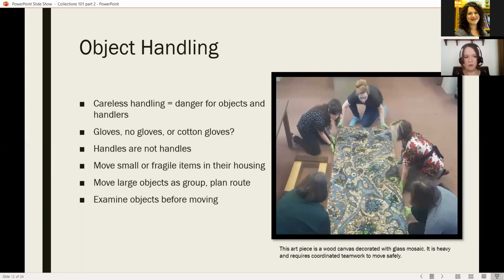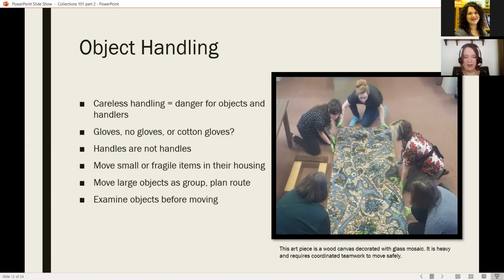And then there are, of course, some situations where no gloves is preferable. We probably could have gone gloveless in this case with the mosaic, because gloves do inhibit your tactile ability and your grip somewhat. But we were pretty confident that we were able to handle this easily with the gloves on. So that's something to consider when you're moving objects.